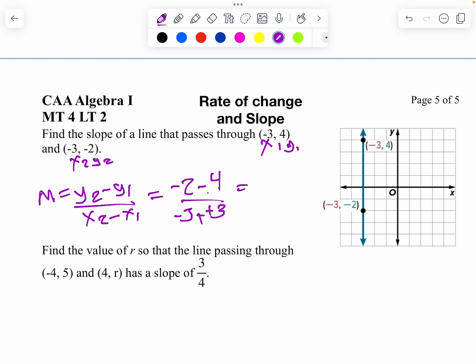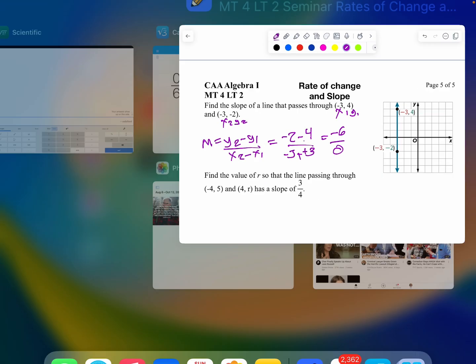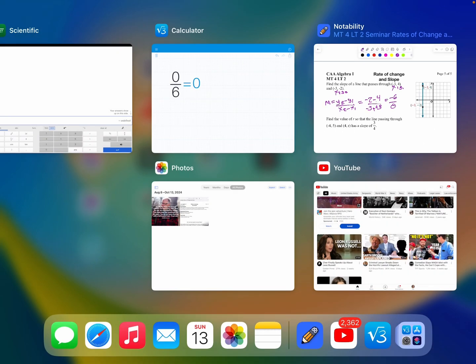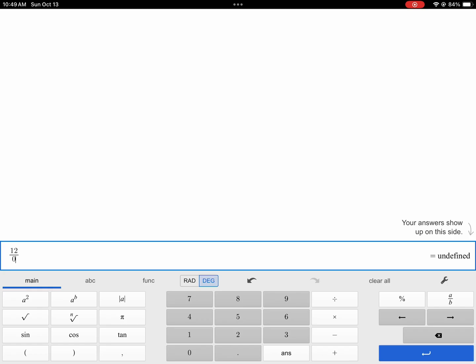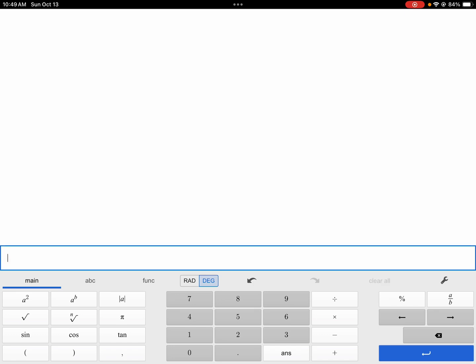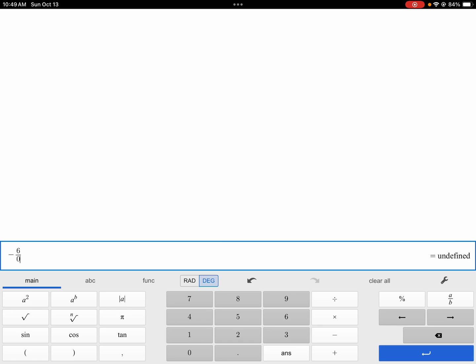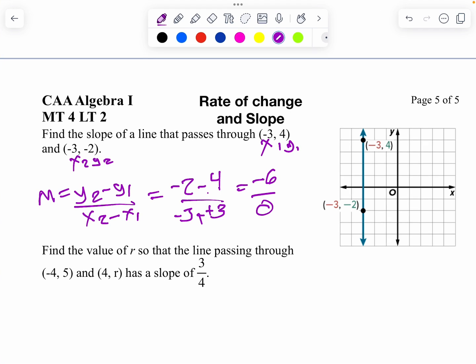And notice negative 3 plus 3, that's 0. Negative 2 minus 4 is negative 6. How do you simplify negative 6 over 0? Well, if I type in negative 6 divided by 0, notice your Desmos calculator says undefined. You cannot divide by 0. You don't get a number here.